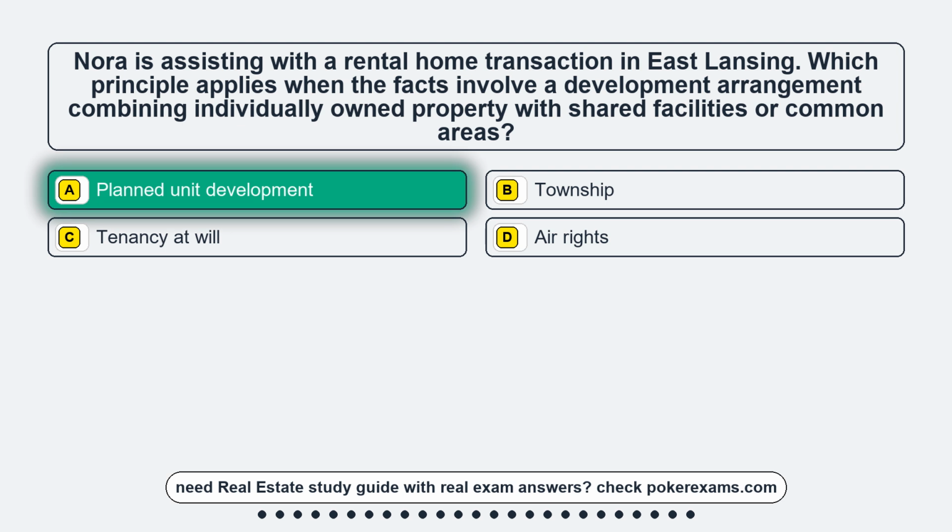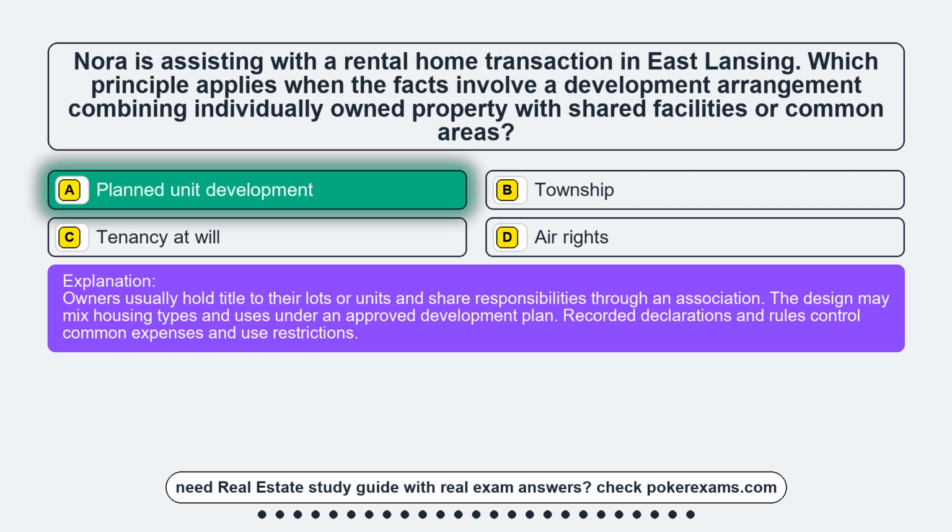Planned unit development. Owners usually hold title to their lots or units and share responsibilities through an association. The design may mix housing types and uses under an approved development plan. Recorded declarations and rules control common expenses and use restrictions.